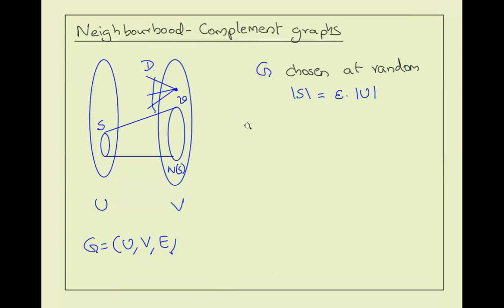So what do we expect about the size of the complement of this neighborhood? Well, we expect that its size is roughly the size of V times 1 minus epsilon to the D. What's the chance that none of the D neighbors of a vertex in V lie in this set S? That's going to be roughly 1 minus epsilon to the D.